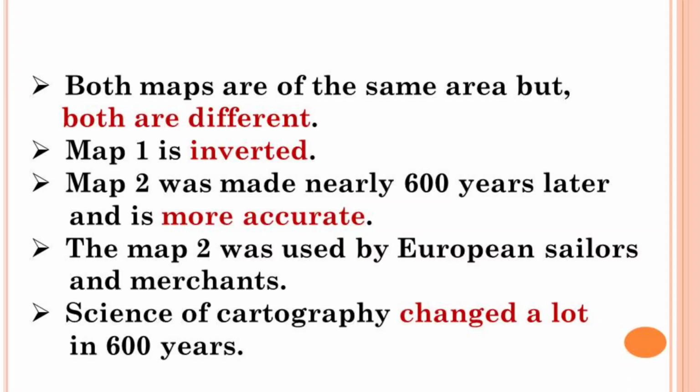The map 2 was used by European sailors and merchants. And what do you understand by this? The second map was drawn by a French cartographer in 1720s, nearly 600 years later. And the second map is almost the same map that we have now. It's almost perfect. And what do you understand from this? The science of cartography, or the science of making maps, changed very much over a period of 600 years.